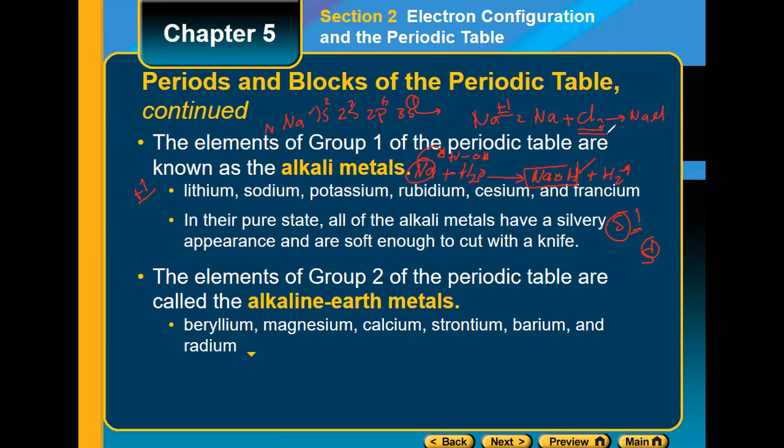Then we pass to the second column, the elements of group 2 of the periodic table, which are known as alkaline earth metals. That's another word. They somehow look like the first group, the alkali metals, but the new word is earth. So what is the reason for this naming? Actually, they are the most abundant metals in the earth's crust. That's why we call them alkaline earth metals, because they are found in large amounts in the earth's crust.